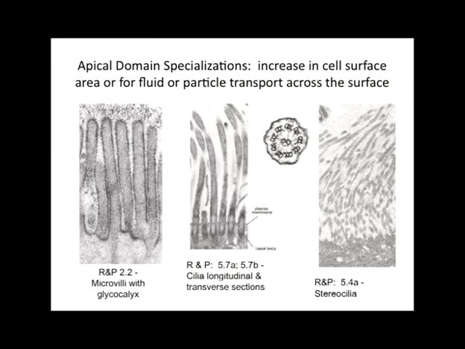In terms of the apical domain specializations then, we're looking at things that are either going to increase cell surface area or that will be moving fluid or particles across the surface. So I know Dr. Wilk went through some of this, and you've heard some of this from Dr. Brady also in the cytoskeletal and cytomotor lectures. So I'm not going to repeat it all, but kind of jogging your memory and reminding you that, hey, they said this before, that must mean it's important enough for you to remember it.